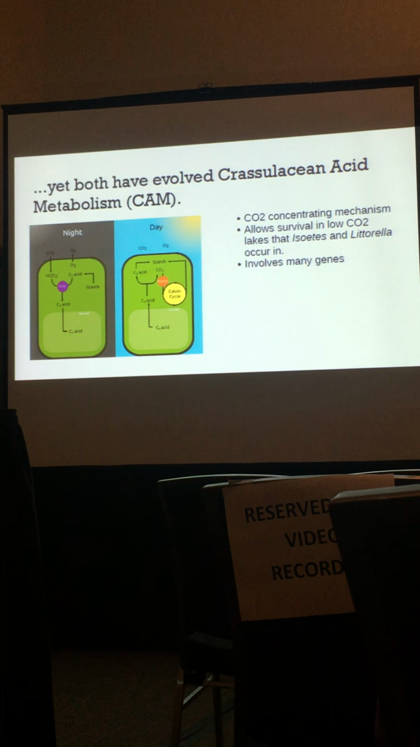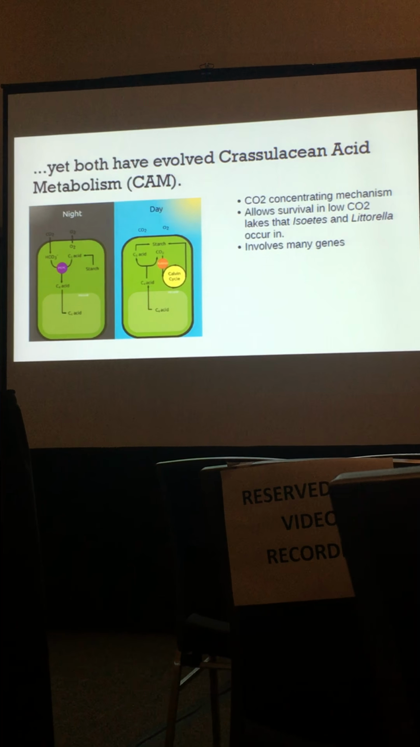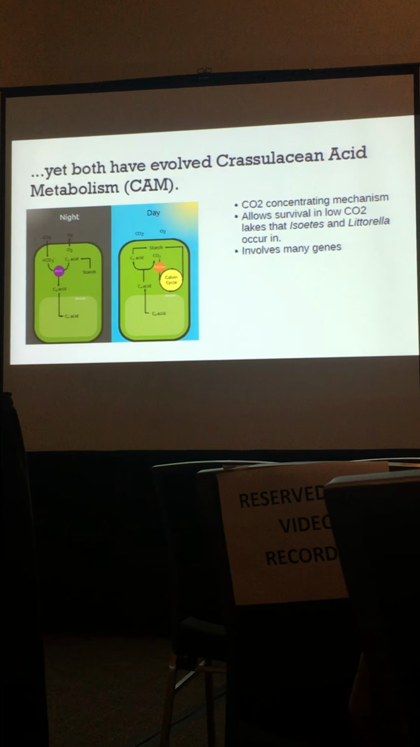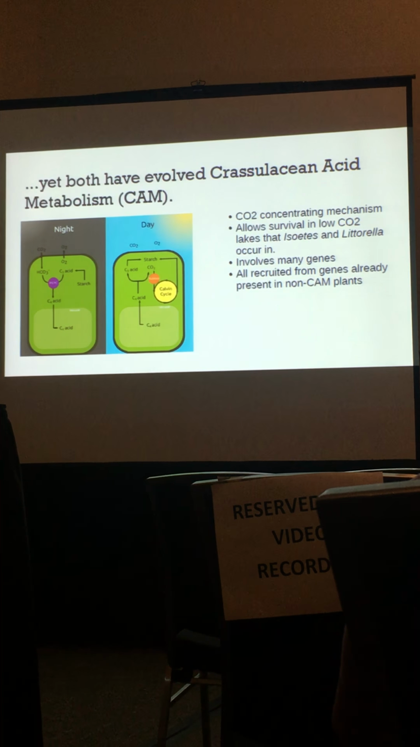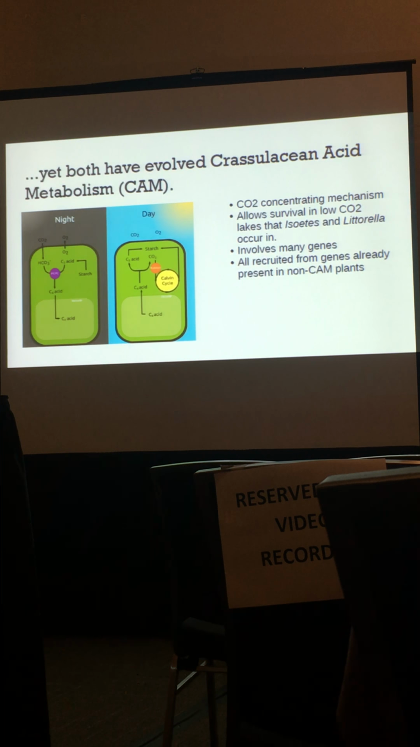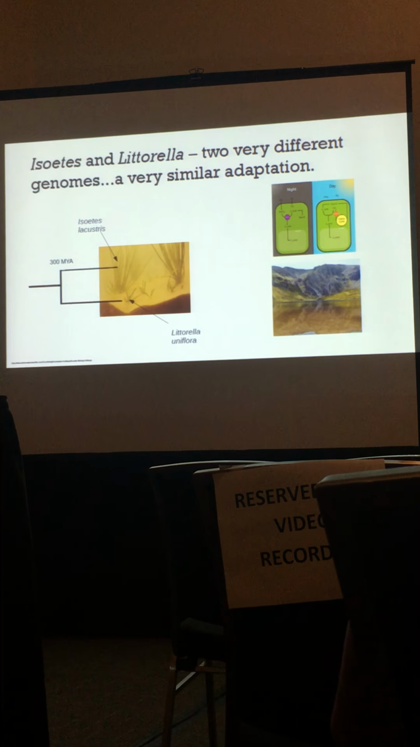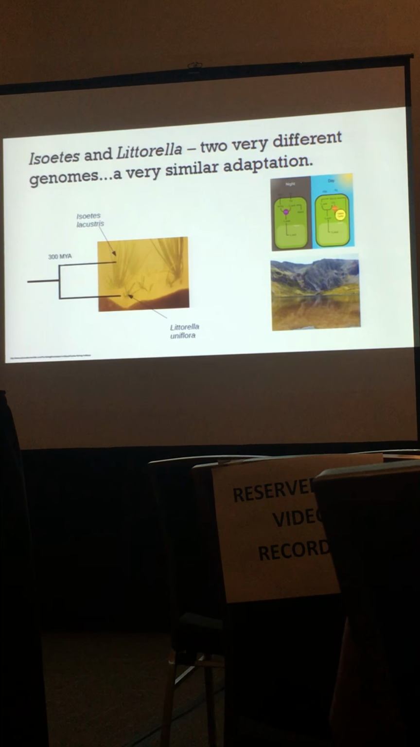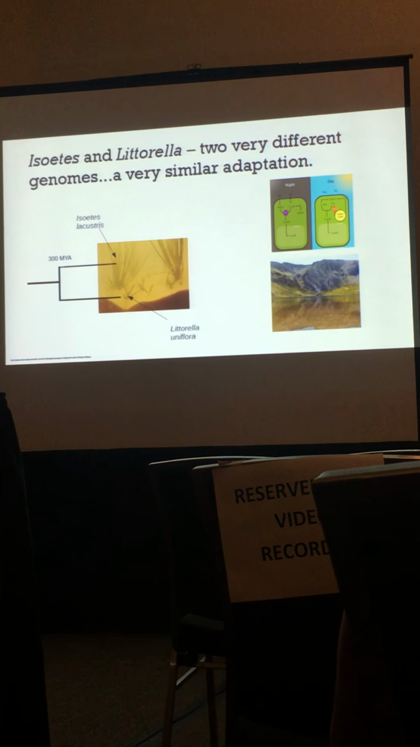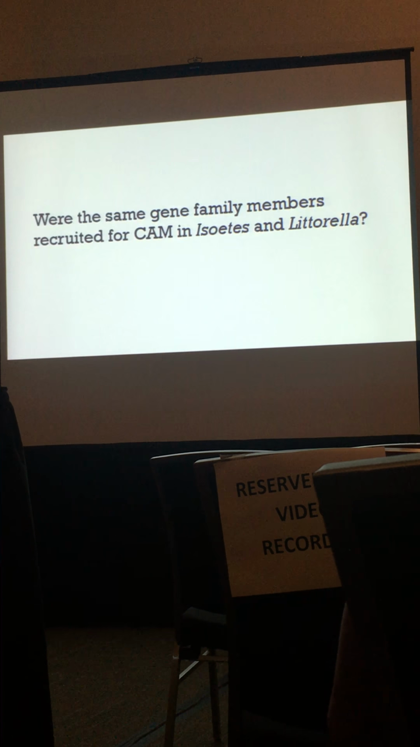The good thing about CAM for these sorts of questions is that it involves a lot of genes, all the genes involved in the catalytic steps here, but then also transporters and regulatory ones which control the circadian rhythm. And crucially, all of the ones we know about are recruited from genes already present in non-CAM plants. So we've got this really similar adaptation, not just CAM, but CAM specifically optimized for underwater, low nutrient environments in these 2 species which live in the same environment, even though their genomes are super divergent. So were the same gene family members recruited for CAM in Isoetes and Littorella or not?